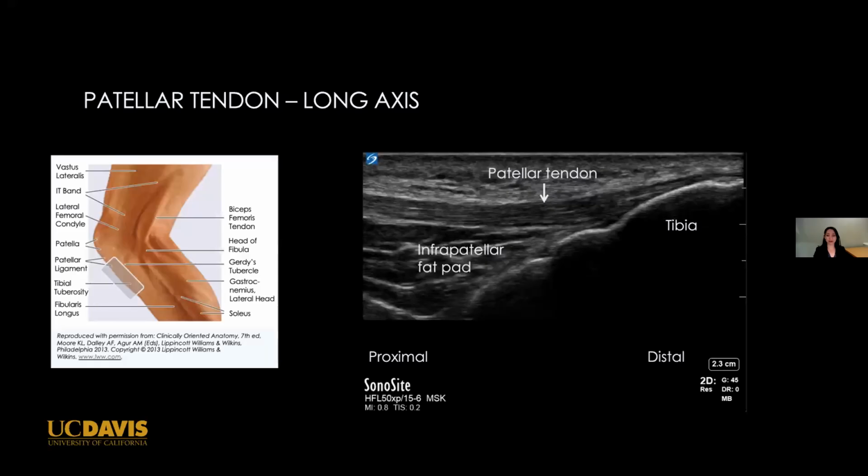First, for orientation, the transducer may be placed over the patellar tendon in long axis. This is an easy landmark to locate. Then the transducer is translated laterally towards Gerdy's tubercle. The first structure in long axis will be the IT band.